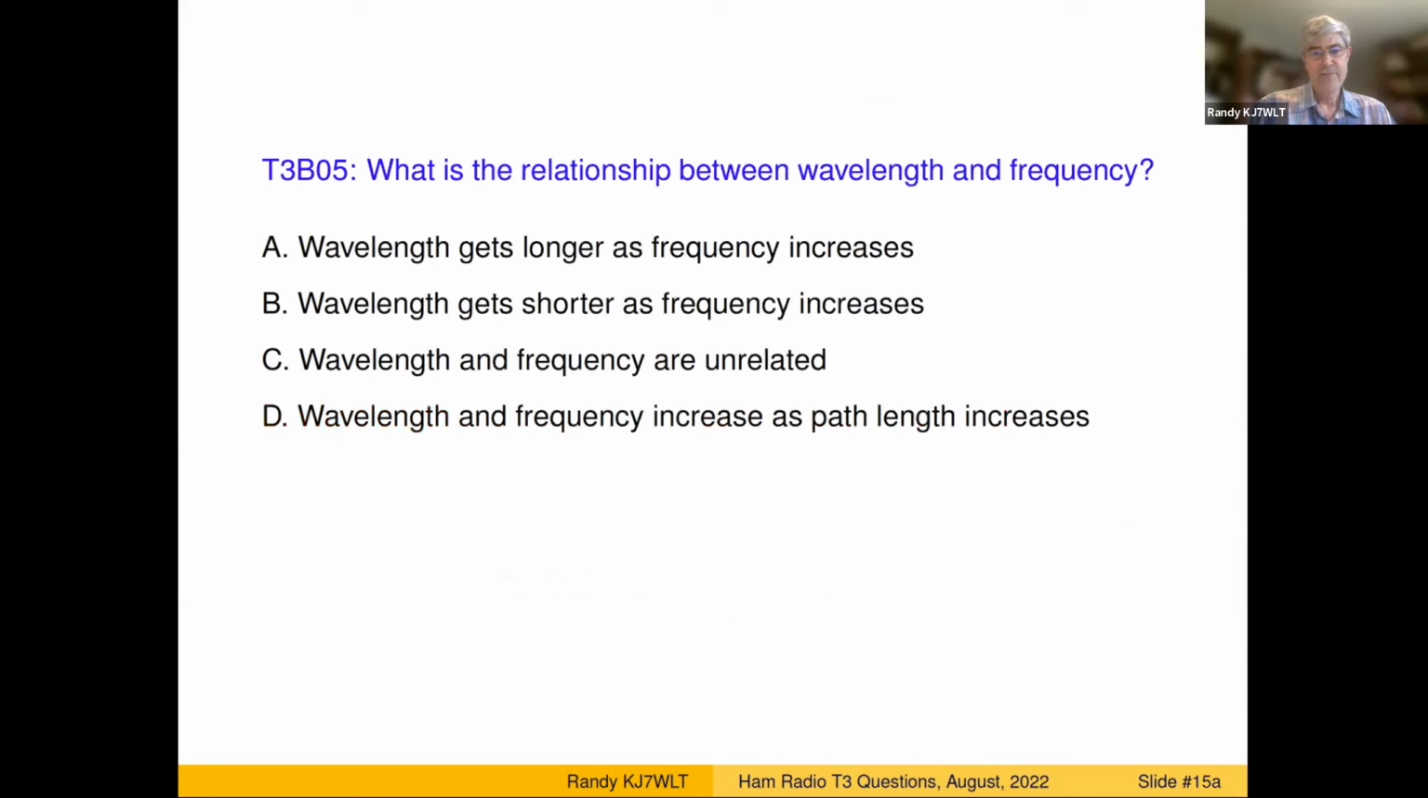Okay, so what's the relationship between wavelength and frequency? Well, as I just said, if you increase the frequency, that means more waves per second are passing by. Since the speed of light hasn't changed, the only way more waves per second can pass by is if the wavelength is shorter. So you have to make the wavelength shorter to get a higher frequency wave.